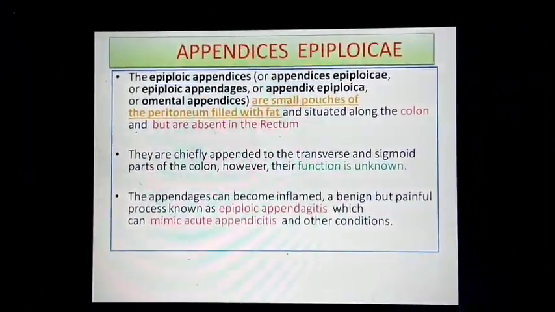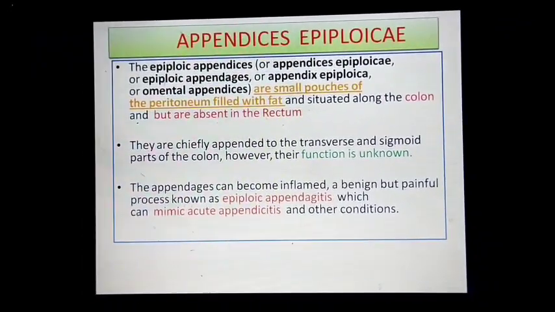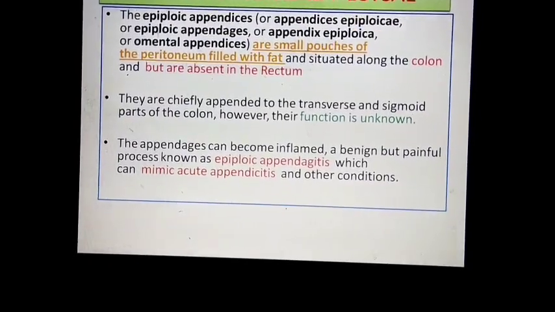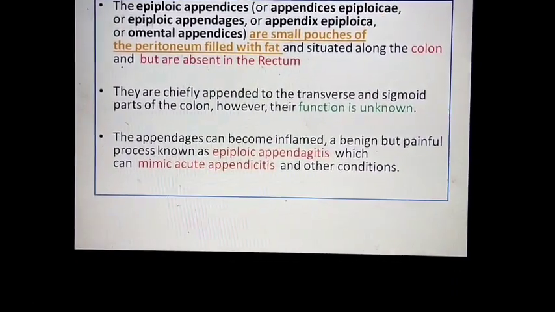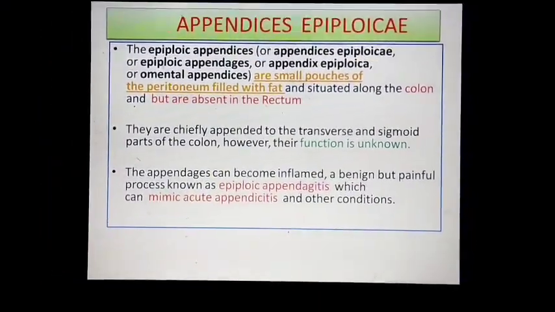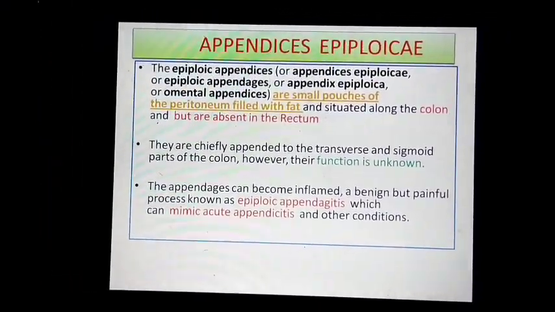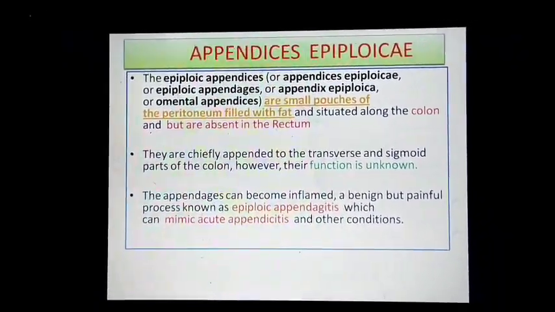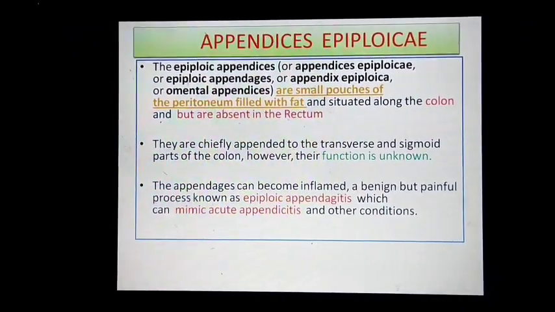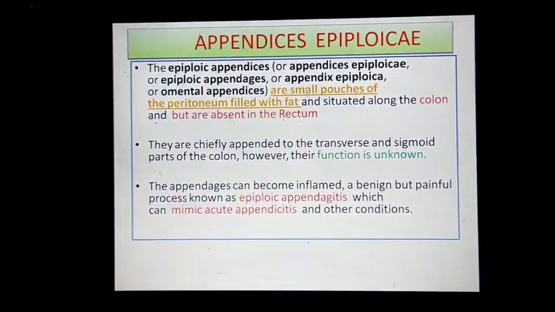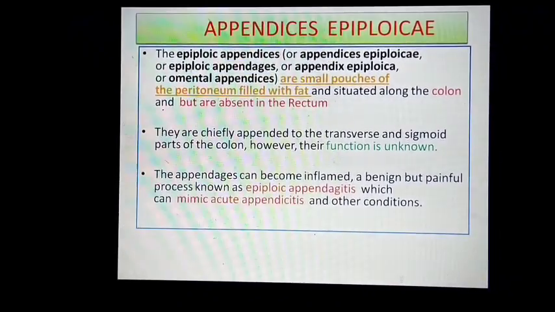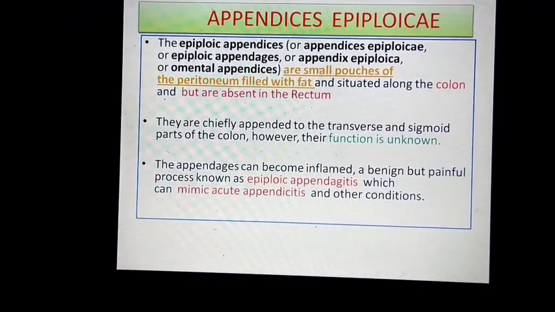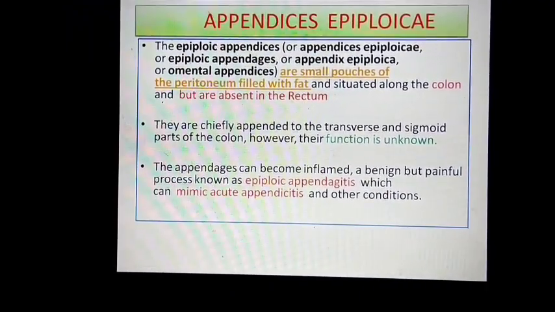Now we can go for the appendices epiploicae. These are the appendices epiploicae, or appendix epiploica, also called omental appendices. They are small pouches of the peritoneum filled with fat and situated along the colon, but are absent in the rectum. They are chiefly appended to the transverse and sigmoid colon. However, their function is actually unknown.